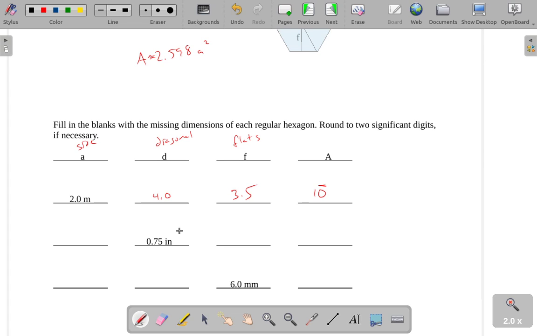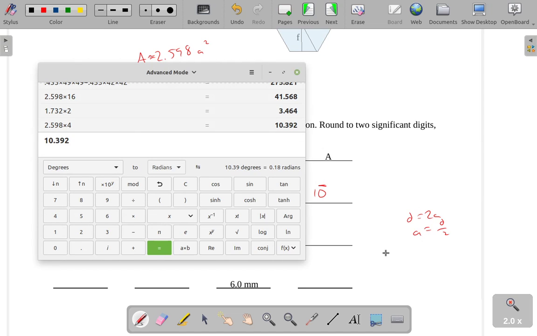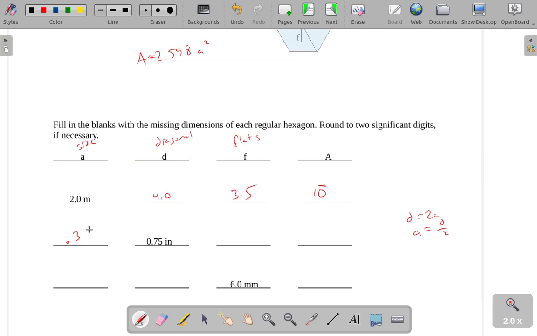Alright, for these other ones, if I'm given the diagonal, it's not easy to go directly to the flat length. So instead, given the diagonal, I'm going to go through the side length first. If my D is 2 times A, then that means A must be 1/2 D, or D over 2. So just divide both sides by 2, and so I can get 0.75 divided by 2, giving me 0.375. I'm going to round that off to 0.38.